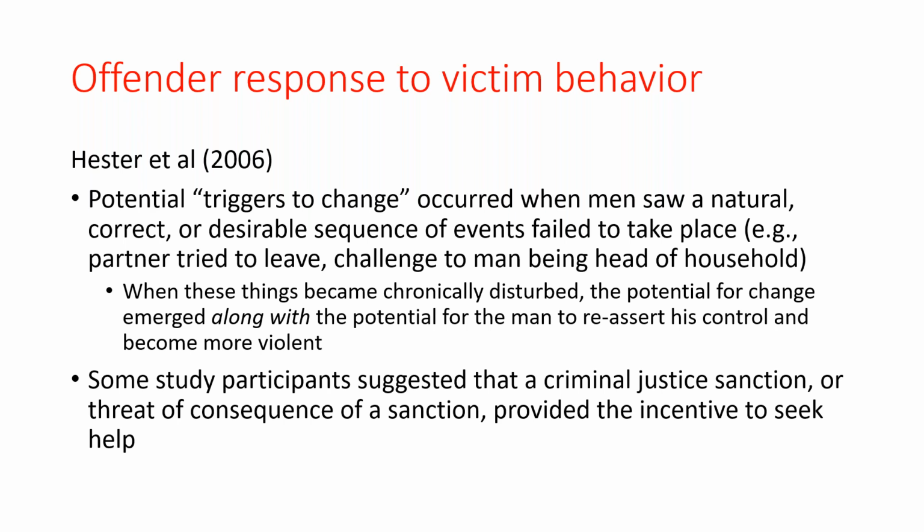But that also goes along with the most potential for the offender to reassert his control and become more violent. So at the same time the trigger to change happens, and the offender may be able to address the abuse, we also see the violent tendencies and the potential for violence increasing. Some of those participants, interestingly, said that a criminal justice sanction, or even just the threat of a sanction, provided the incentive to seek help. So this study indicates there has to be something that goes along with those triggers to change to actually help somebody seek help.